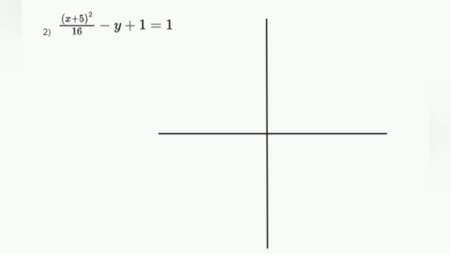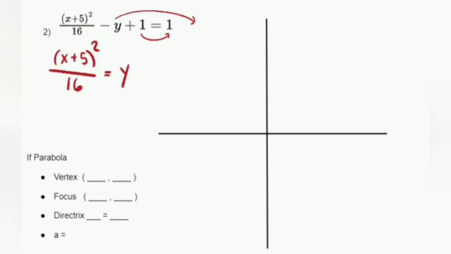Problem 2. We notice the y is not squared. That means we're going to be dealing with a parabola. That means we focus on the parabola and nothing else. We do need to move stuff around so it looks more like the parabola formula. So I move the y over and the 1. So I add y to both sides and subtract 1 from both sides.